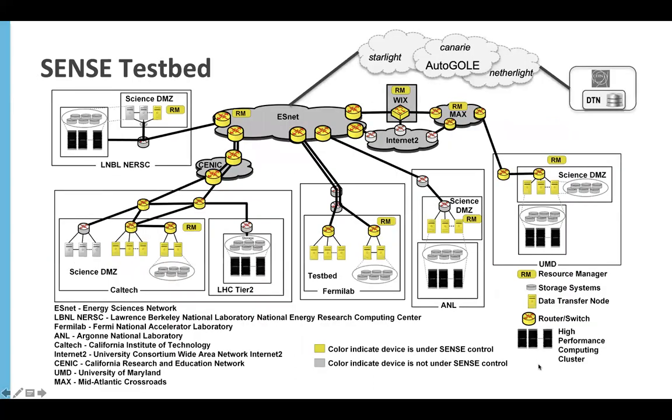So here's a diagram of the SENSE testbed. The SENSE testbed has a topology across the whole nation and pretty much over the DOE's footprint, with ESnet at the core and distributed across many labs and universities. Recently, we also deployed SENSE to the AutoGOLE domains. AutoGOLE is a consortium of R&E networks across the US, Europe, and Asia. We have deployed SENSE resource managers across some of those domains and also to end sites, for example the CERN and DTN deployed by SURF. So this gives us the testbed that we can play with, and also what we use for the demonstration today.